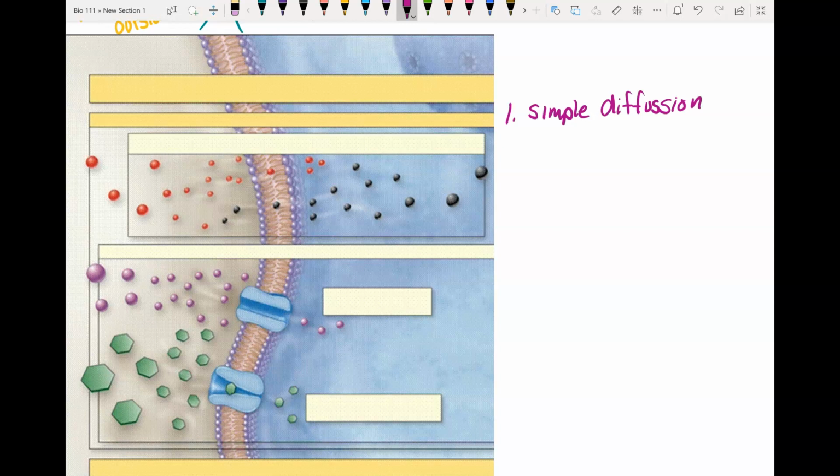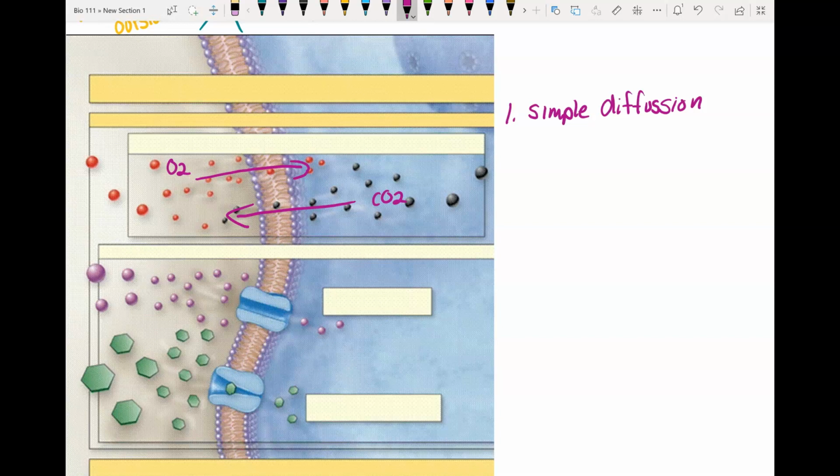So we have the red dots represent oxygen, the black ones represent carbon dioxide. You can see here outside the cell there's several oxygen, there's only a few inside. So the oxygen is moving in. The carbon dioxide has its high concentration inside the cell, it has a low concentration outside, so it is moving out. So again, the same rules as diffusion. Molecules are moving on their own from an area of high concentration to an area of low concentration.